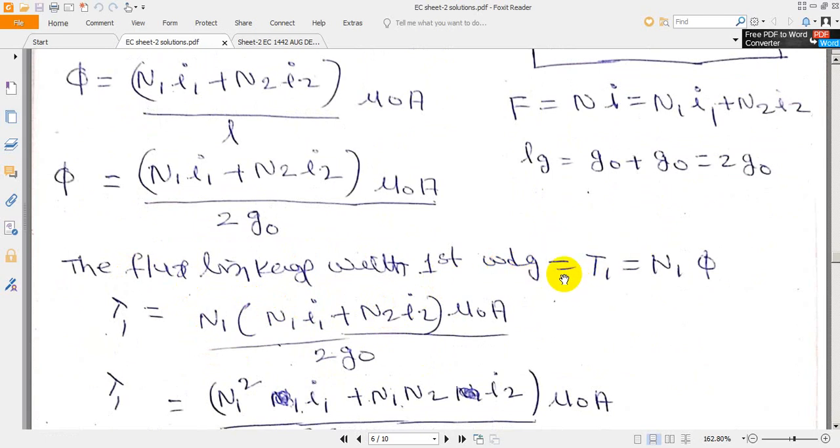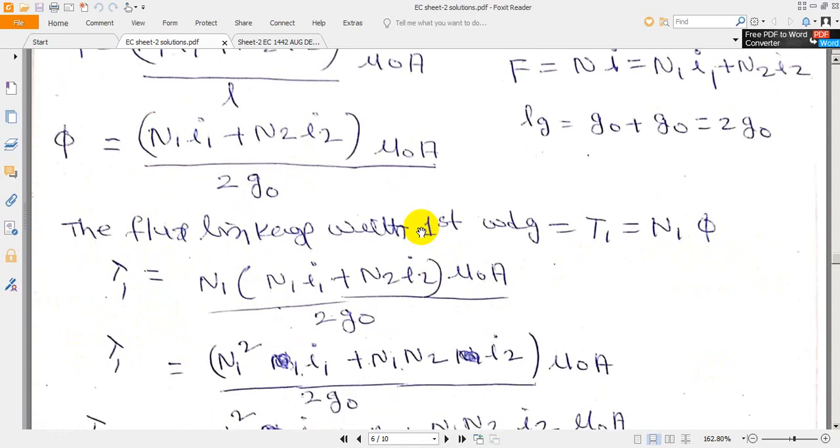We are having two flux linkages, because of coil 1 and because of coil 2. Now let us calculate the flux linkages because of coil 1. Flux linkages because of coil 1 is equal to the number of turns of coil 1 into the flux flowing. Number of turns of coil 1 into flux phi is equal to this complete parameter.